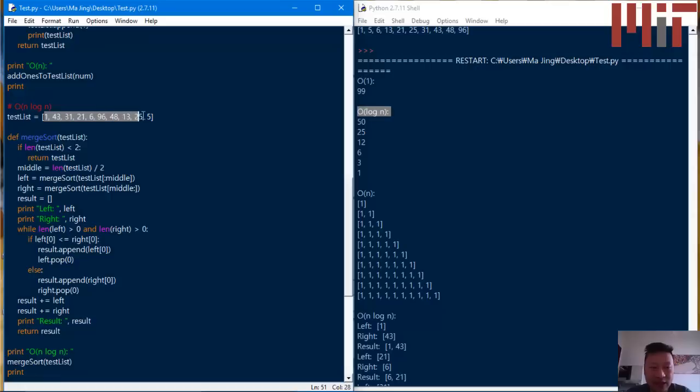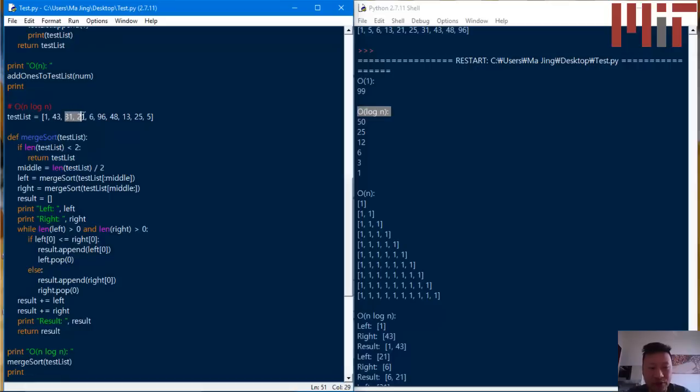Once you divide all these elements into single elements, you're going to compare elements to each other. What you're going to do is take the smallest element and put it on the left side, and the bigger element you're going to put on the right side. So 1, 43. Here you're going to put 6 first and then 21.